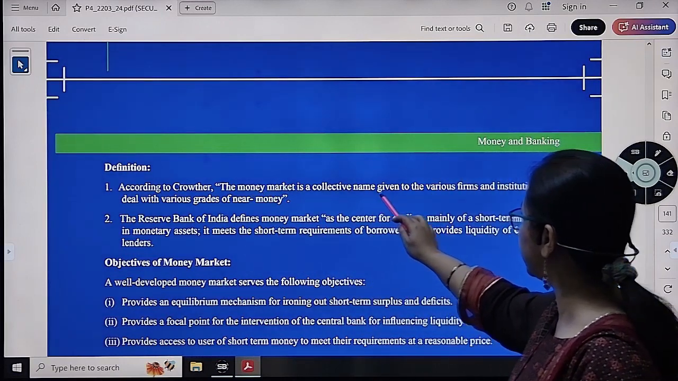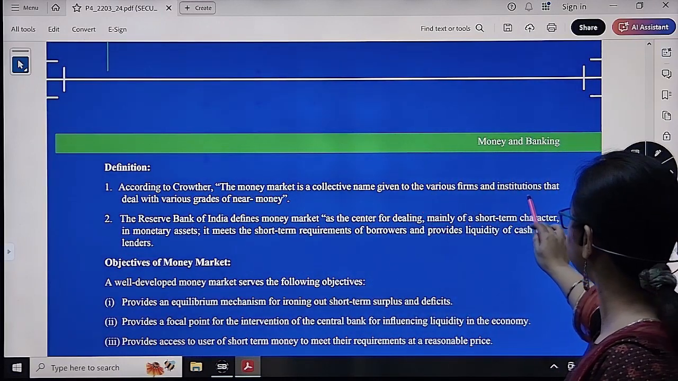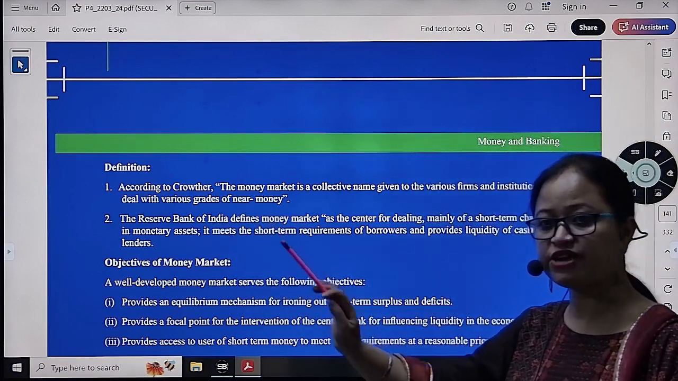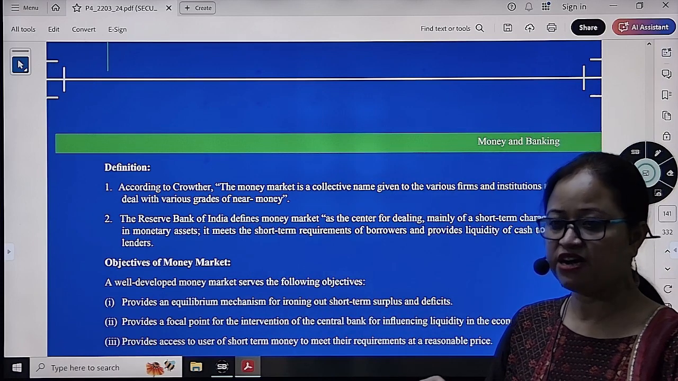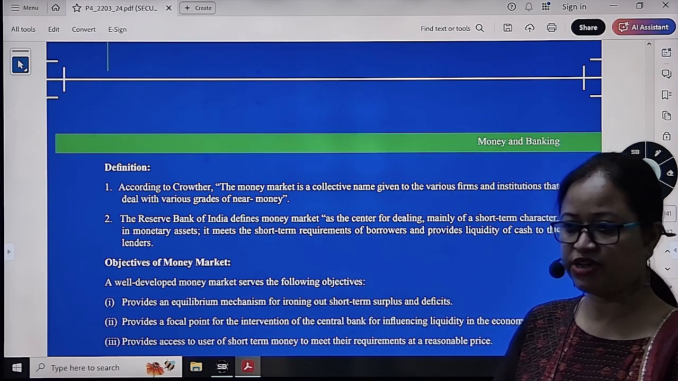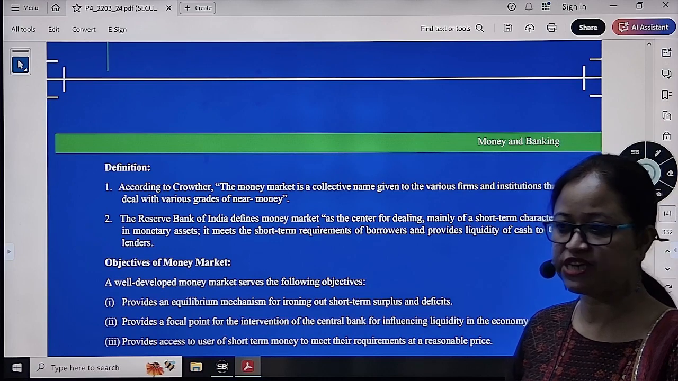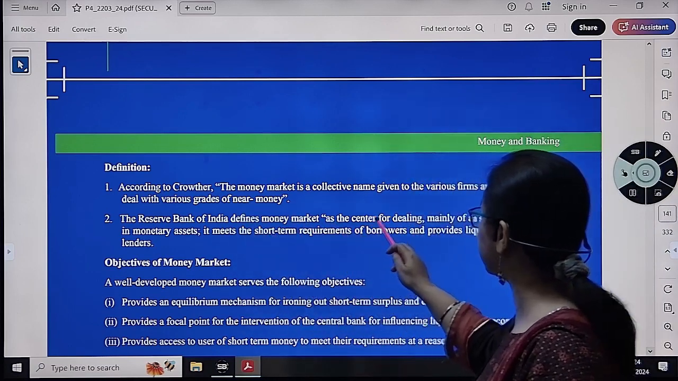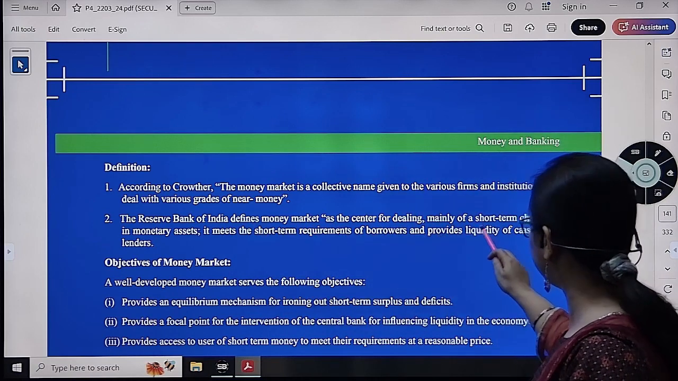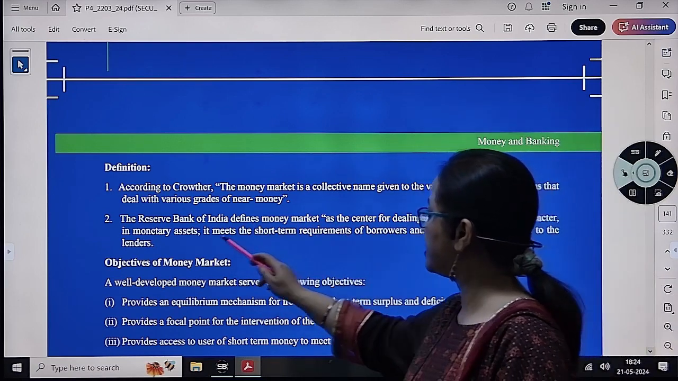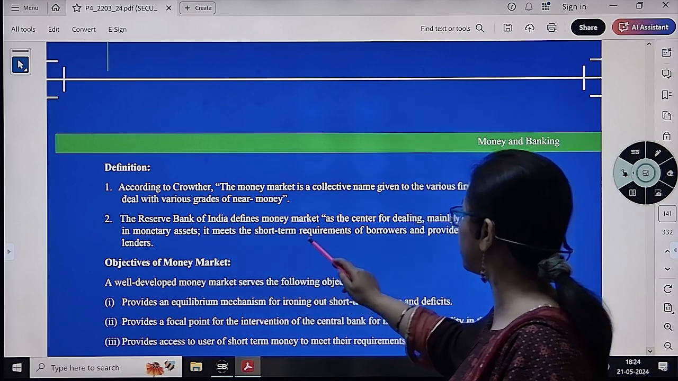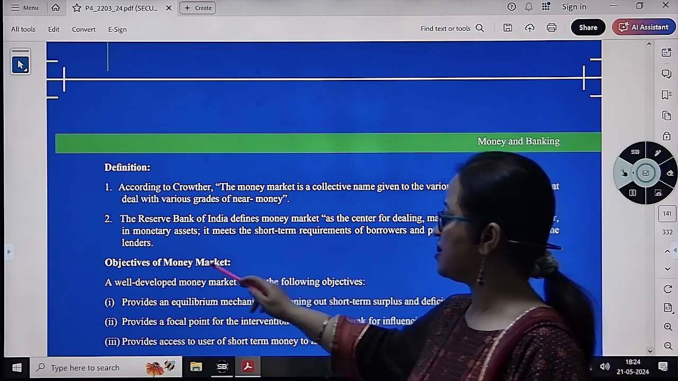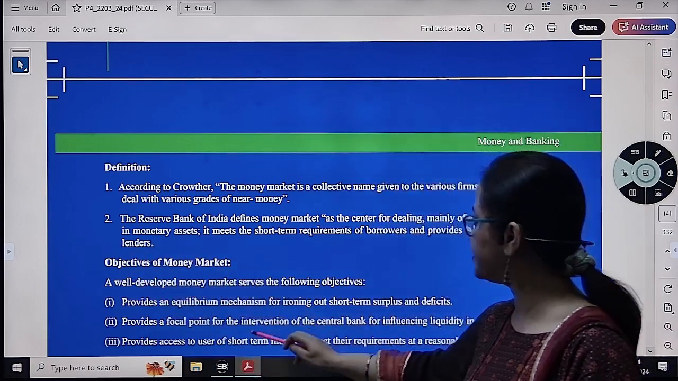Here you can see some definitions are given. Money market is a collective name given to various firms and institutions that deal with various grades of near money. Instruments which are near to money, which can be liquid, which can be converted into cash within a very short period of time. RBI defines money market as the center for dealing mainly of a short-term character in monetary assets. It meets the short-term requirements of borrowers and provides liquidity of cash to the lenders.